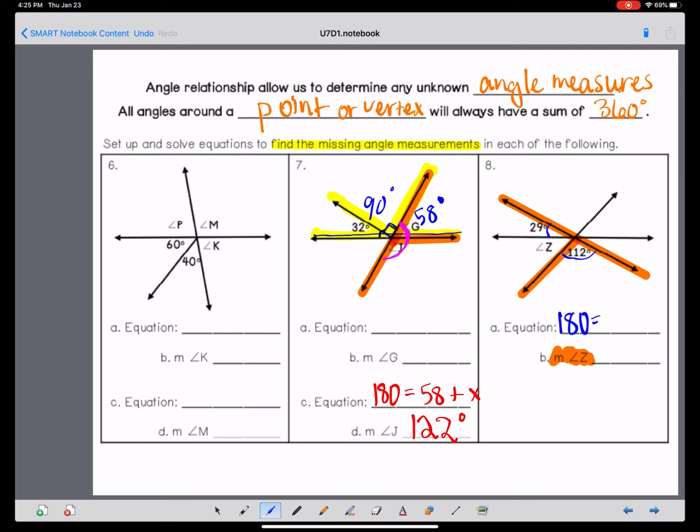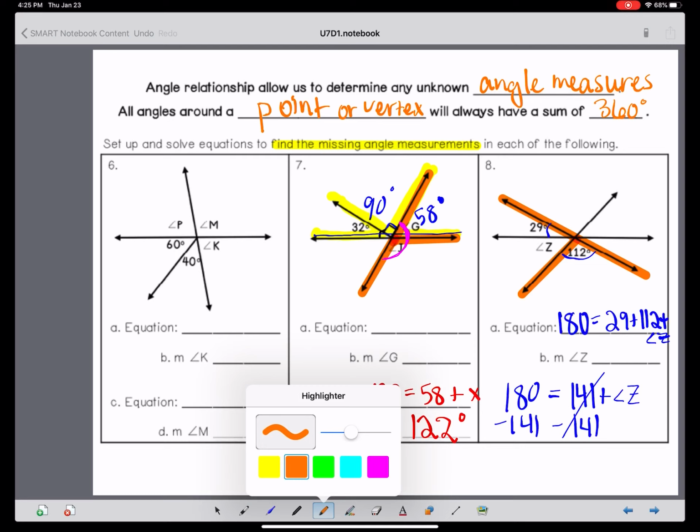So I'm going to say 180 is equal to 29 plus 112 plus my angle Z. Let's go ahead and work all of this out. 29 plus 112 gives me 141. So I'm going to say 141 plus the measurement of angle Z is going to equal 180. If I want to solve this, I need to get angle Z all by itself, so I'm going to subtract 141 from both sides. 180 minus 141 gives me 39.